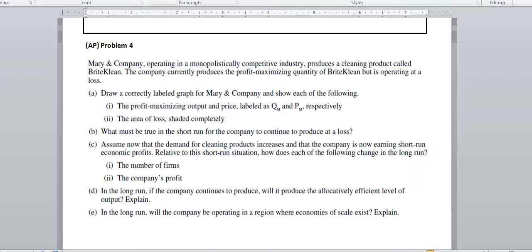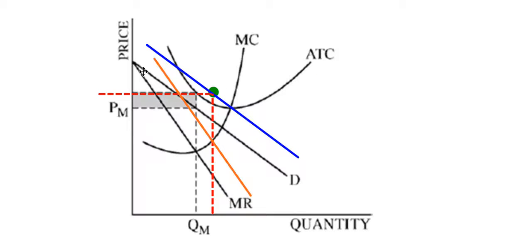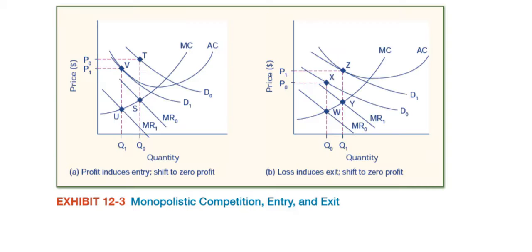Well, let me go back. What happens in the long run, if we go back to that really nice graph in your book? If we're making profits in the long run, we're here at D0, what's going to happen is firms are going to enter the market, and our demand curve is going to gradually shift back to the left so that we end up making zero economic profit.